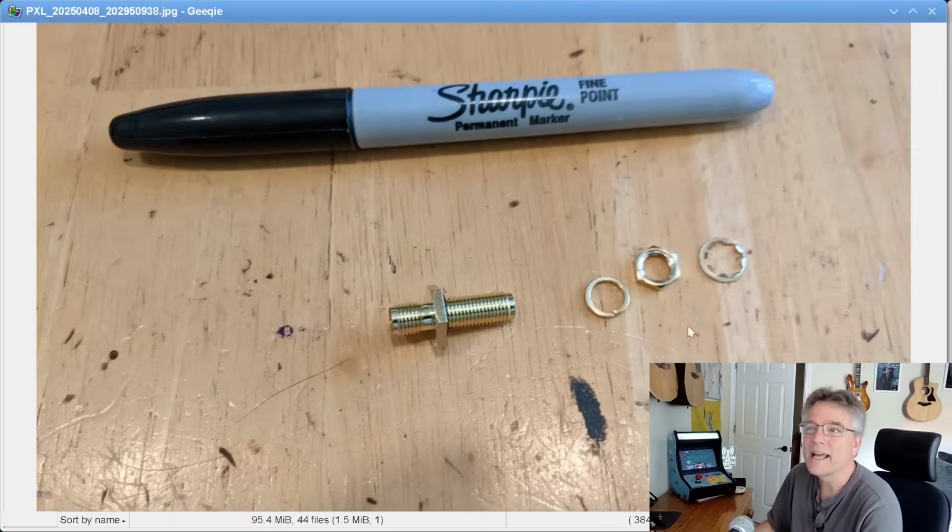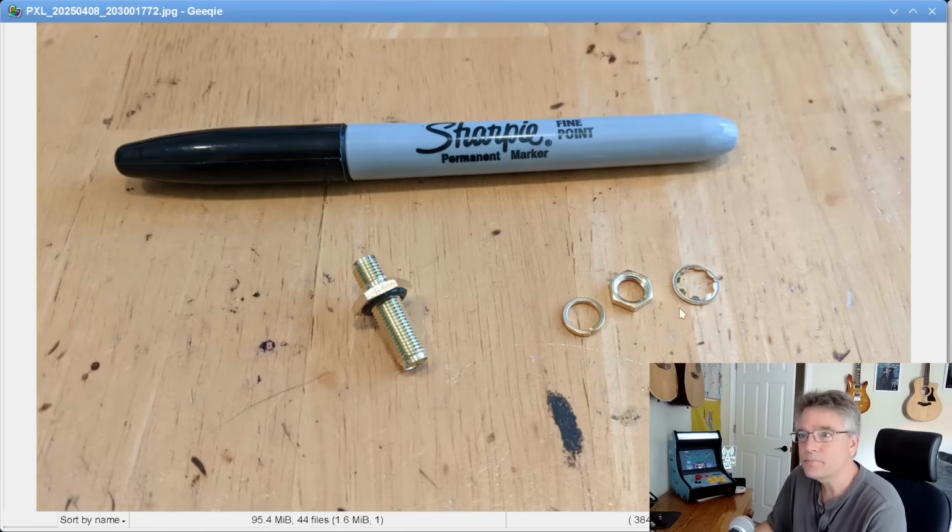This is really that simple. In fact, this is the actual bulkhead connector. You can see how long it is. And it comes with this extra hardware, which is what you need for the ground plane.